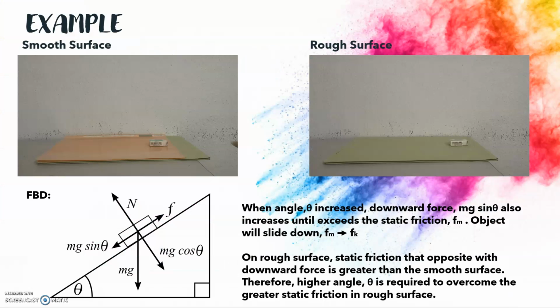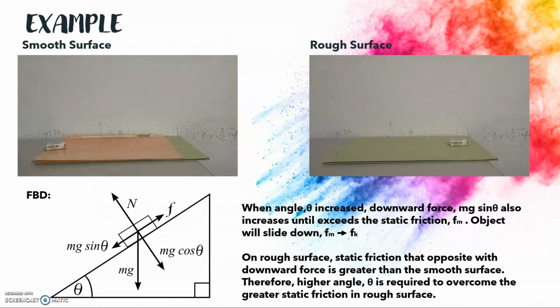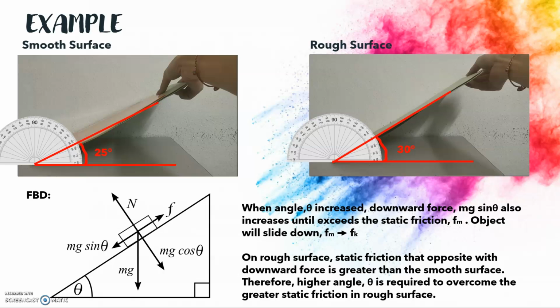So let us move on with an example about observing the angle that will cause the eraser to slide down on a smooth surface and a rough surface. So for the smooth surface and for the rough surface, we found that they are both with different angles that will make the eraser slide down.